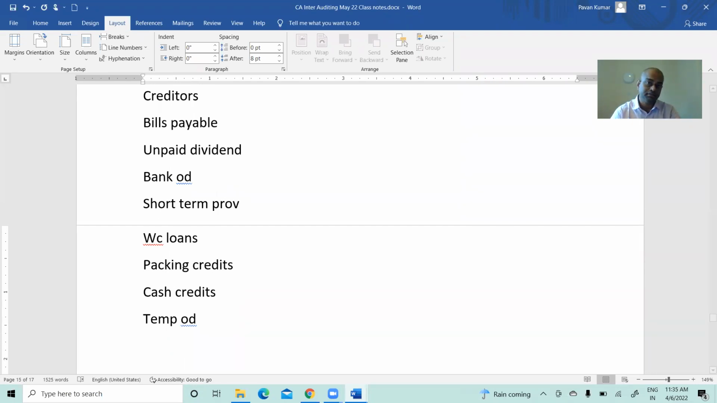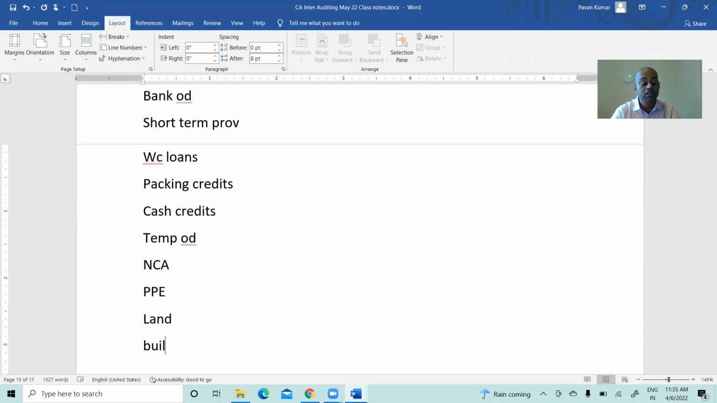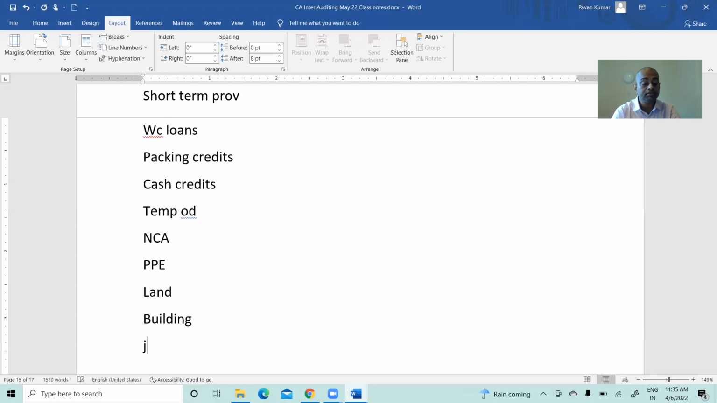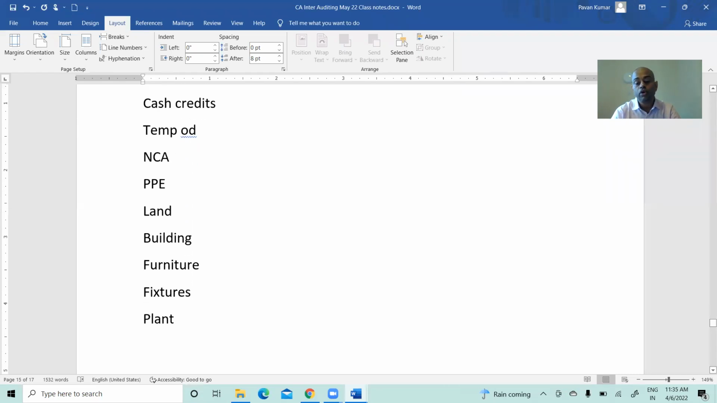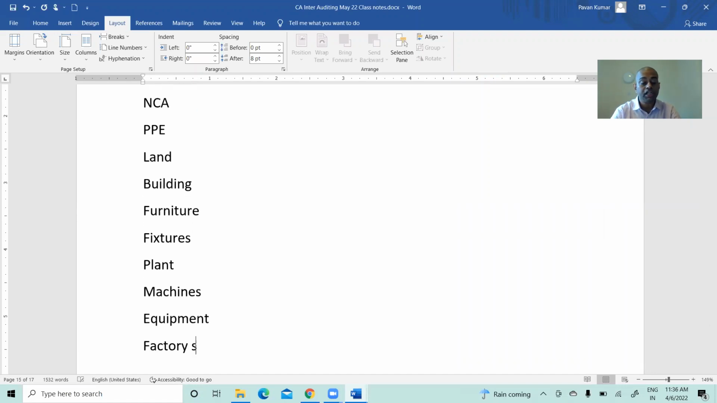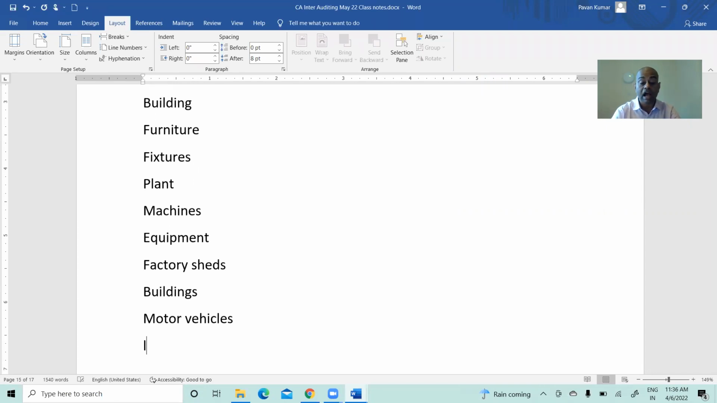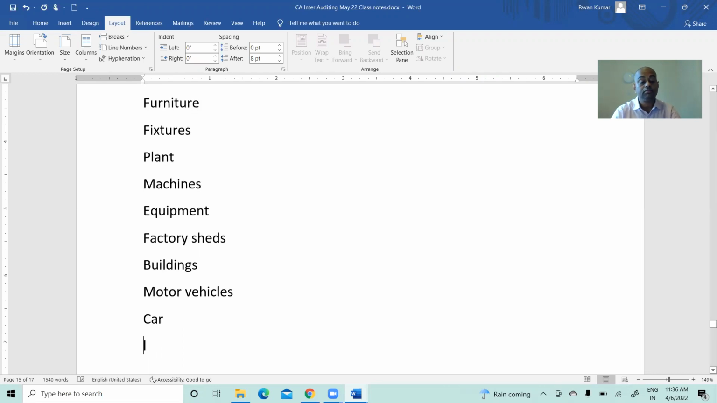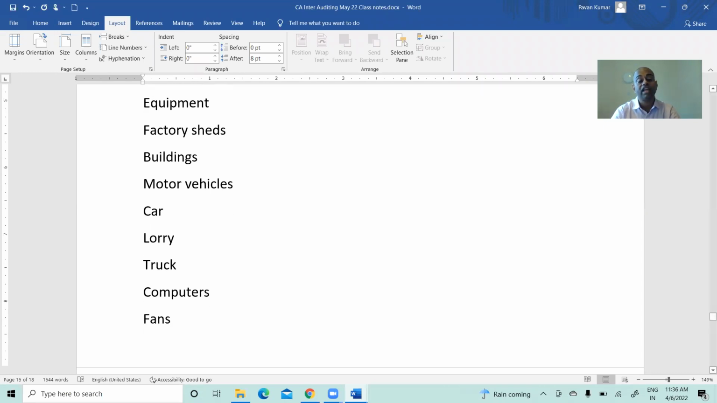Correct. Now come to the asset side. Under the asset side, what all can come? First, non-current assets. Under that, PPE. Under PPE, what can come? Land, building, furniture, fixtures, plant. Then machines, equipment, factory sheds, buildings, motor vehicles. Like they might ask you car, lorry, truck, two-wheeler, computers, fans, air conditioners.